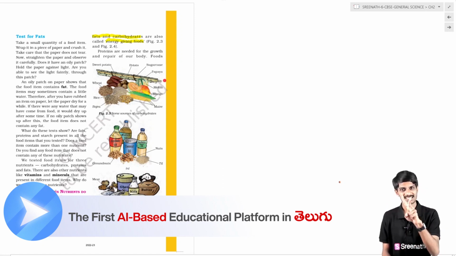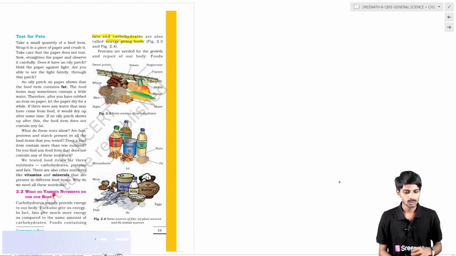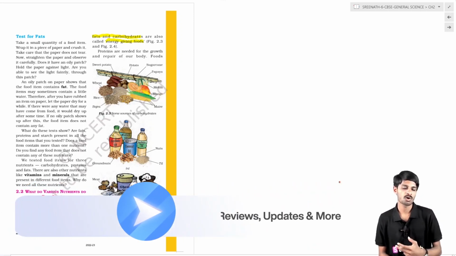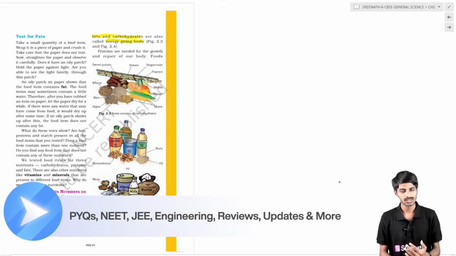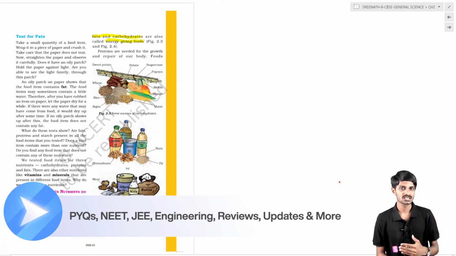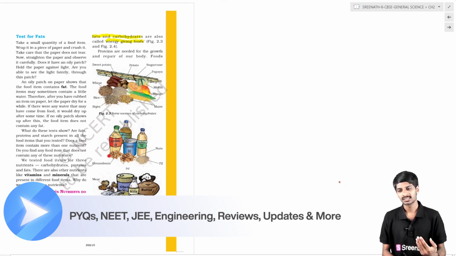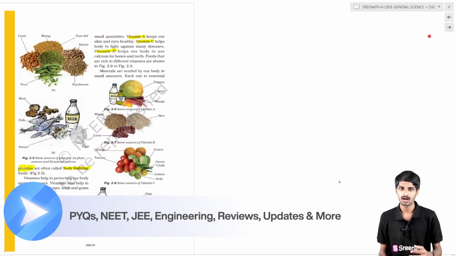Now we are coming to the second topic. What do various nutrients do for our body? What are the various nutrients in our body and what will they do for our body? We are going to learn all about this.